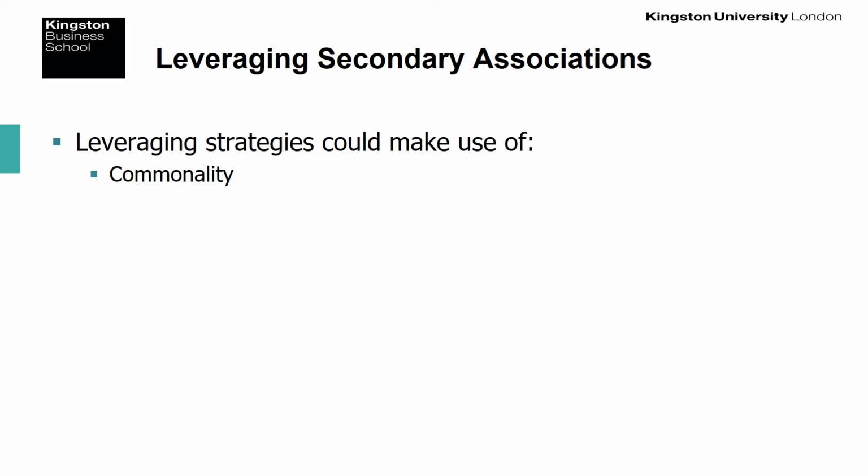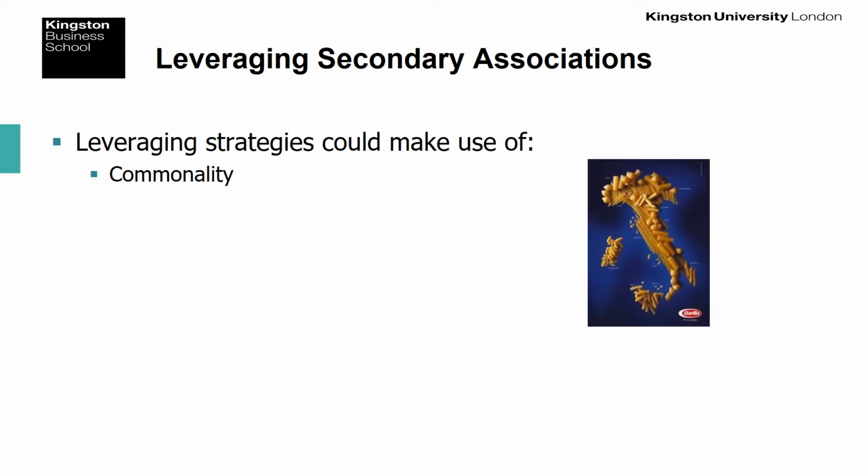There are basically two. The first property is that of commonality, and this is where the brand and the secondary entity have a great deal in common. They are essentially the same. They have a strong common thread. So the example shown here is Barilla, which is a pasta brand from Italy, and Italy as the secondary entity.